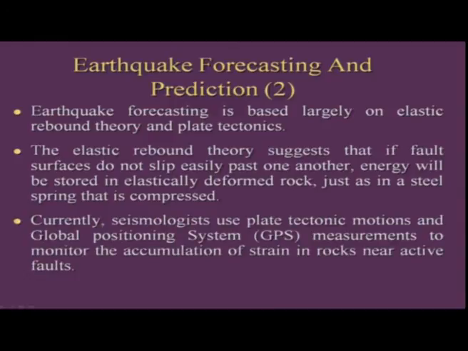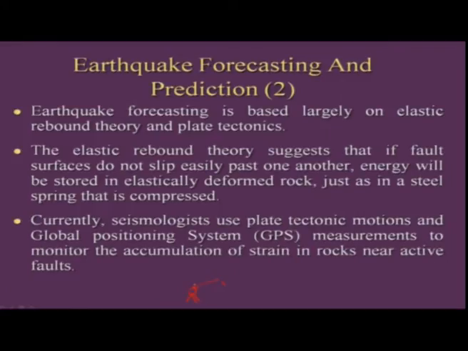Currently, seismologists use plate tectonic motions. As I said initially, we now have GPS, global positioning systems, where we can measure the movement of the plates at millimeter accuracy. We are also doing this in India with the help of the Ministry of Earth Sciences. We are putting many GPS stations in the Himalaya to measure the crustal deformation going on in that area, to monitor the accumulation of strain in rocks near the active fault. We identify the fault lines on the surface, put GPS stations on either side, and try to understand the deformation going on between these two points. That is what we are doing in the Himalaya.